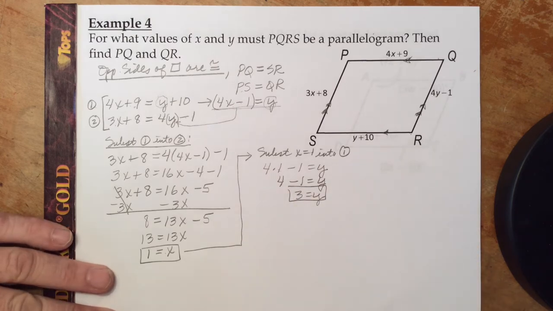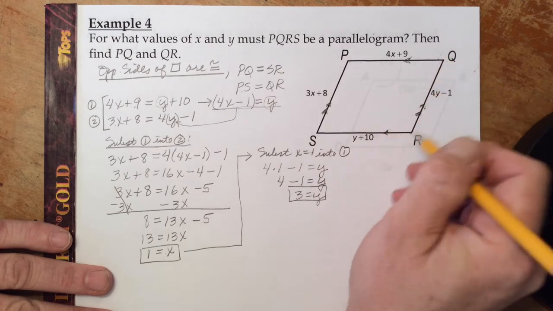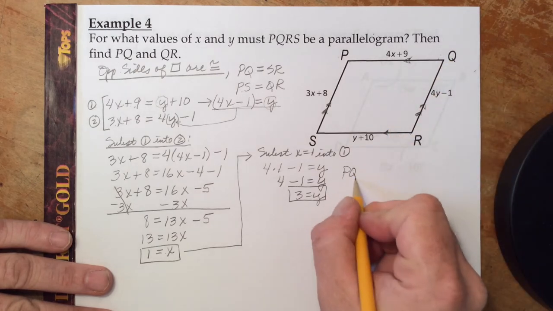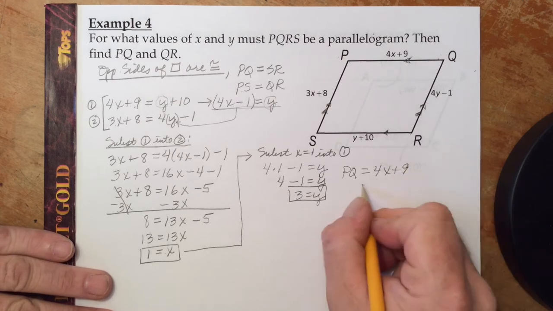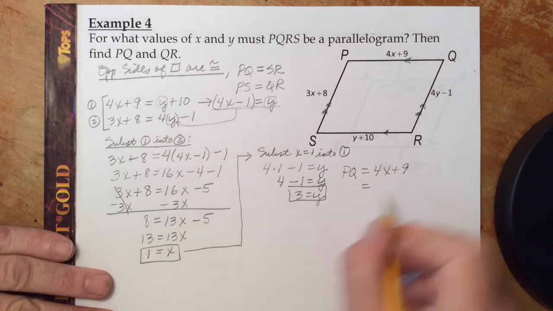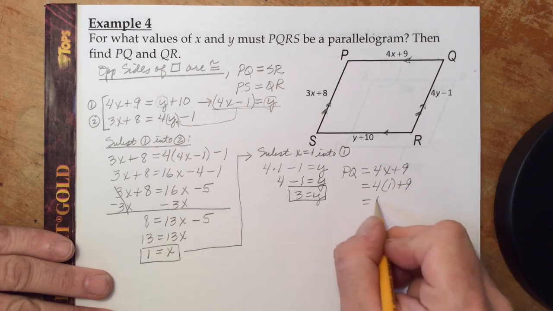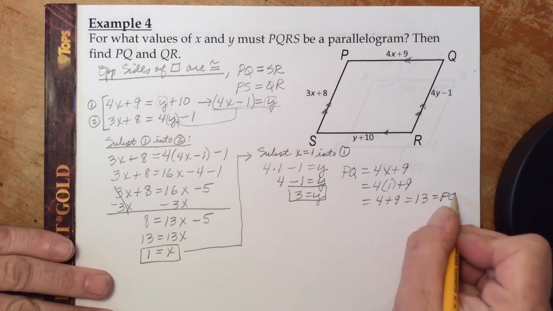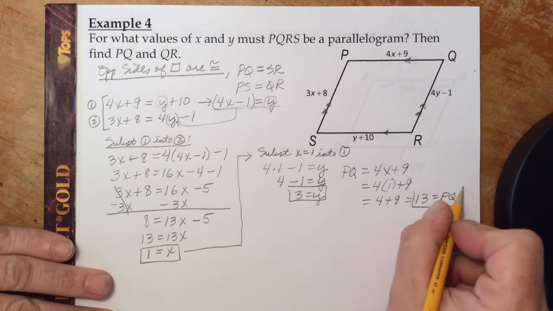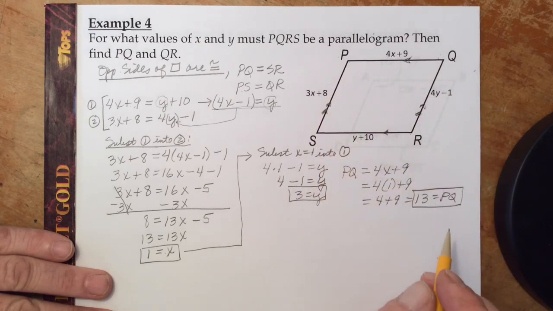Now that we have both variables, we can find the length of PQ and QR. So PQ is 4x plus 9, where x is 1. Substituting that in, 4 times 1 plus 9 gives us 4 plus 9, which is 13. And so PQ is 13 units long. And of course, so is SR, because opposite sides are congruent.